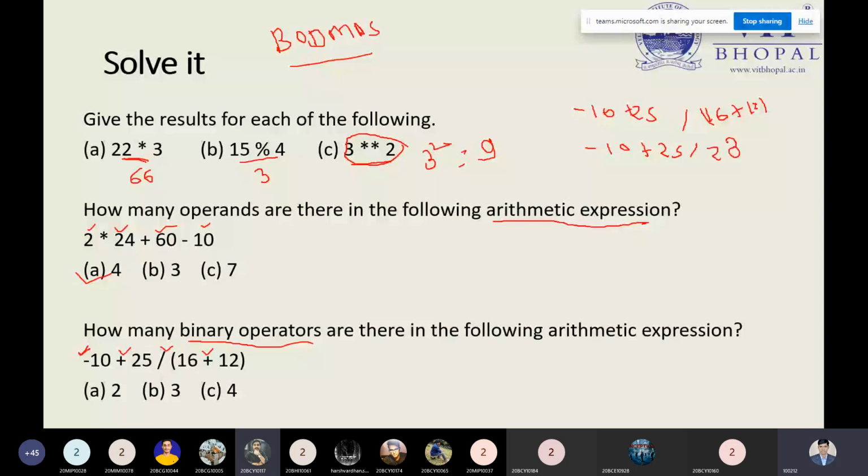Now am I right? Yes, sir. If you have any doubt over here, you can ask me. Is it clear to all? Yes, sir. From this point, we have found that there are 3 different operators available here. Now, as per BODMAS, which part is to be evaluated first? Of course, this part. Why? Because division will be executed first. In the third step, the answer will be minus 10 plus 25 divided by 28.